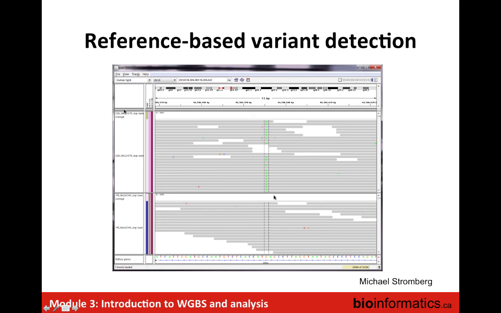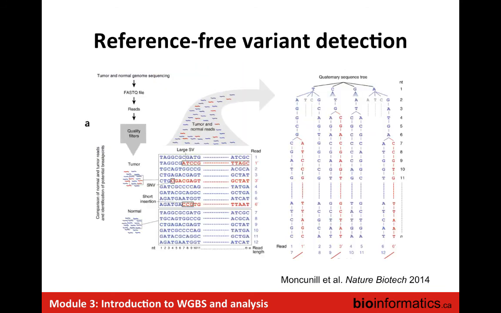And mismatches exactly correspond to these variants. In this case, when you have lots of evidence that there's an A here, there's a mismatch. In the same way, there's also an approach for exome that basically skips the alignment step, where all you do is compare reads.